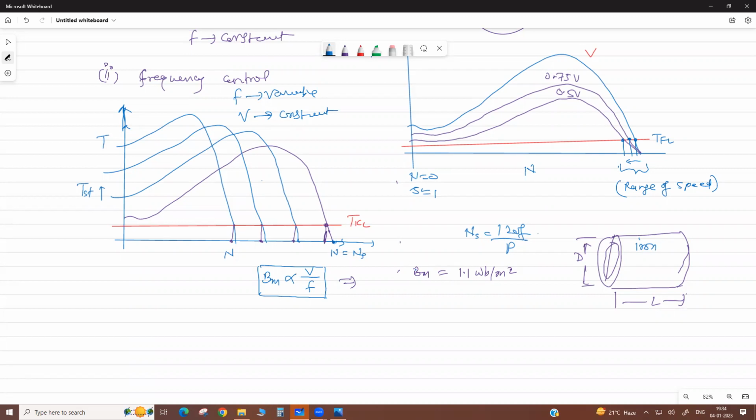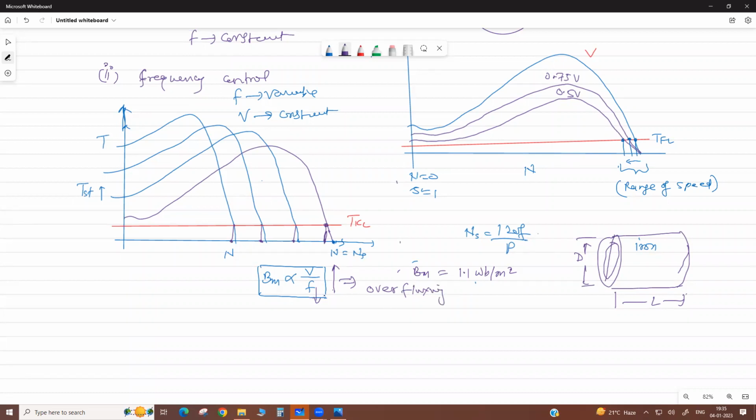Because for a given flux density, your main dimensions are decided. Suppose you design a 10 kilowatt motor, then we select the flux density. But when we vary this, suppose we reduce the frequency, then there is overfluxing, which means the flux density increases in the air gap or in the core. This is known as overfluxing.